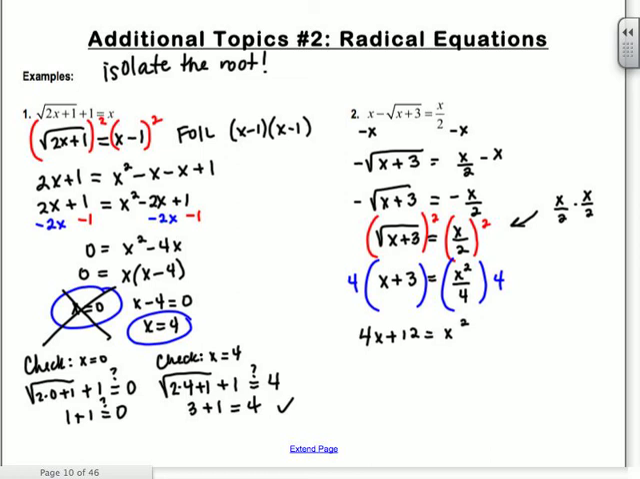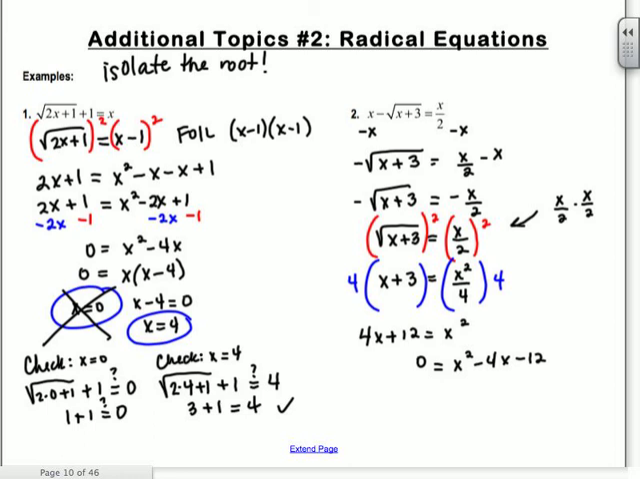I have x squared terms and I have x terms. So if you remember, whenever that happens, we get them all on one side and we factor. So I get x squared minus 4x minus 12 equals 0. I always get them on the side where I have positive x squared. I don't like to have a negative x squared because it's harder to factor that way.